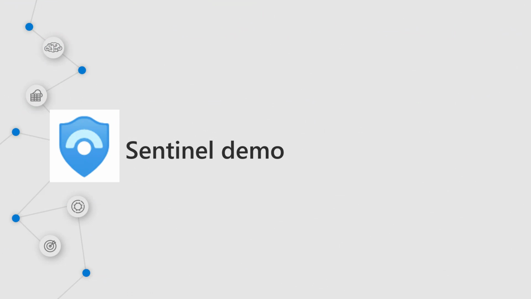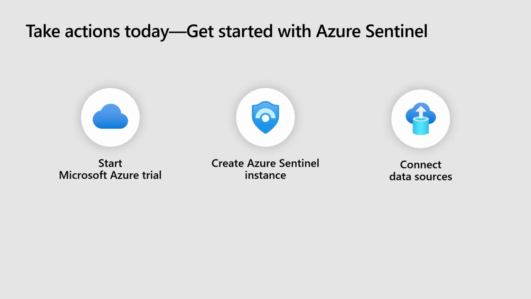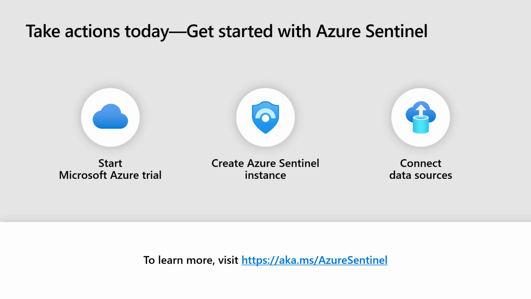Well, I hope you enjoyed the demonstration and the presentation so far. You are probably asking now, how do I get started with this? Well, it's very simple. If you don't already have an Azure subscription, you can generate a free trial, create yourself a workspace and an Azure Sentinel instance. Then just start connecting it with the apps that you use.